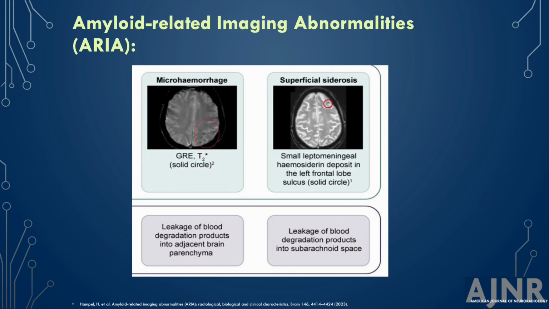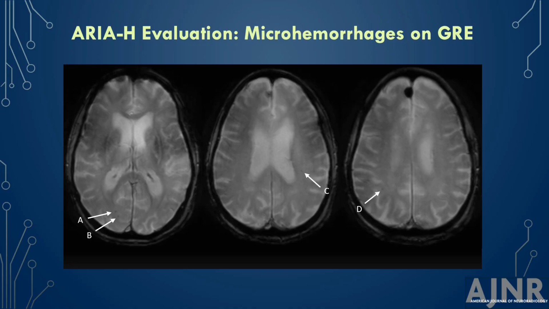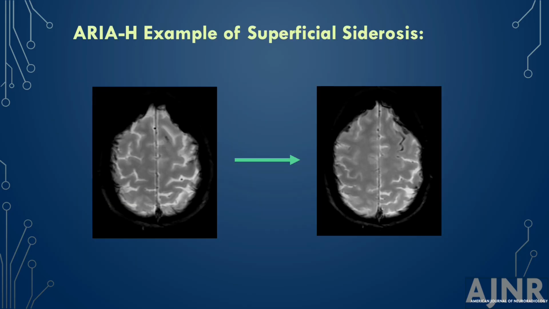On this slide, you can see the changes that we see in ARIA-H. The left image shows GRE sequence with punctate susceptibility foci representing microhemorrhages at the left parietal lobe. The right image shows a small focus of leptomeningeal susceptibility artifact at the left frontal region representing superficial siderosis. Here you can see additional examples of parenchymal microhemorrhages on GRE sequence shown on this slide. In this slide, you can see an example of post-treatment development of superficial siderosis at the left frontal sulci.